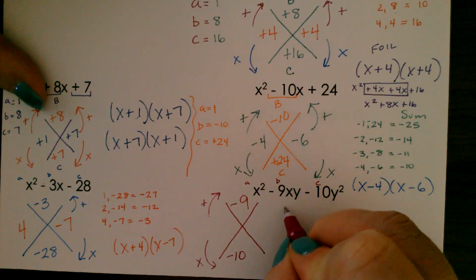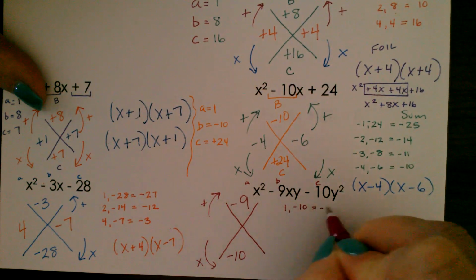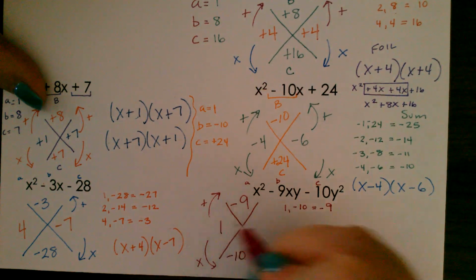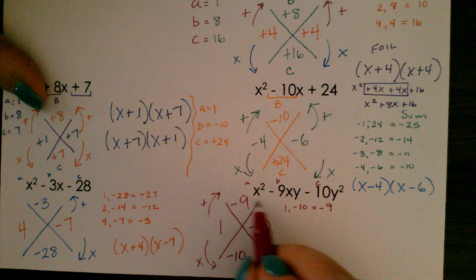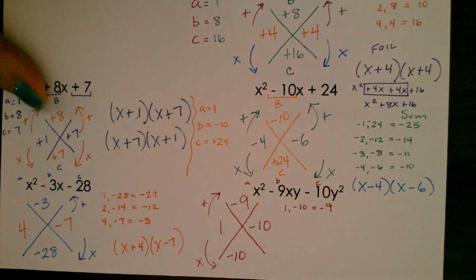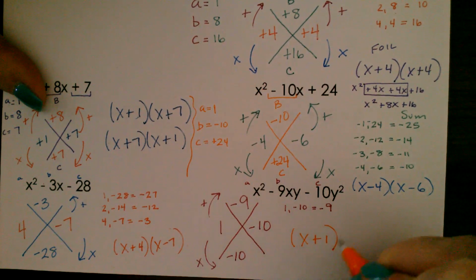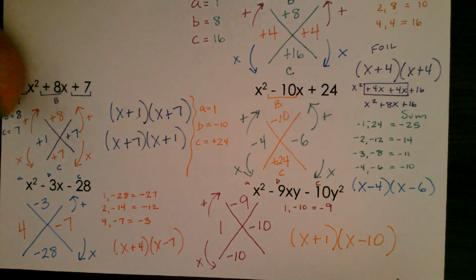So I could have 1 times negative 10. Oh, there it is. That gets me a sum of negative 9. So I have 1 and negative 10. They add to negative 9 and multiply to negative 10. So x plus 1 times x minus 10 would help me get back to factored form.